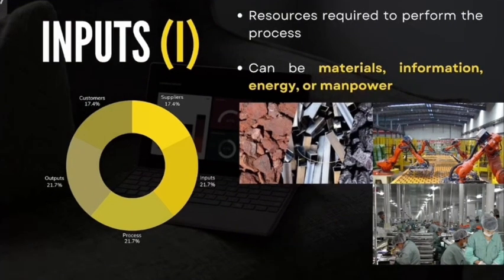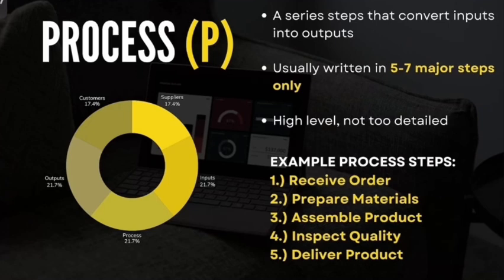Let us now proceed to the next, which is process. The process is a series of steps that transforms inputs into outputs. We usually list only the main steps so that it's easy to understand, usually 5 to 7 major steps only. It is high level and not too detailed. An example of a process: first, we receive an order. Second, we prepare the materials. Third, we assemble the product. Fourth, we inspect quality, and lastly, we deliver the product. This process shows us exactly how the work gets done.